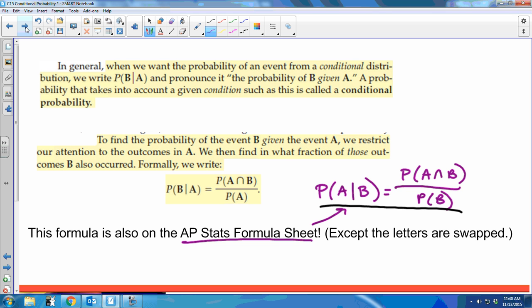Now, the part where it said, given that it was already a girl, we've got special notation for that in statistics, and we also have a formula for that in statistics. All right? We have the probability of an event B given A. That's what that bar means. It means given.